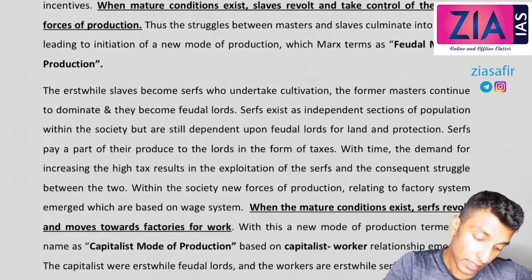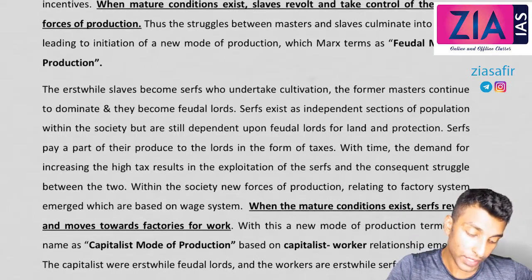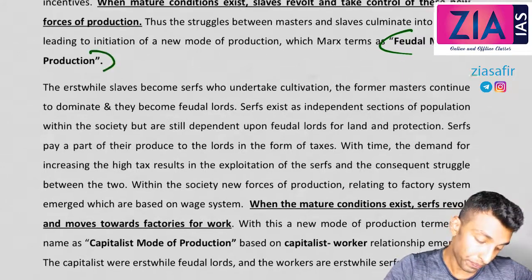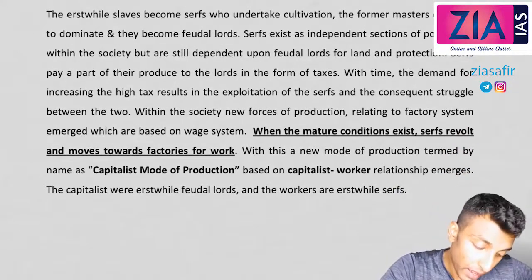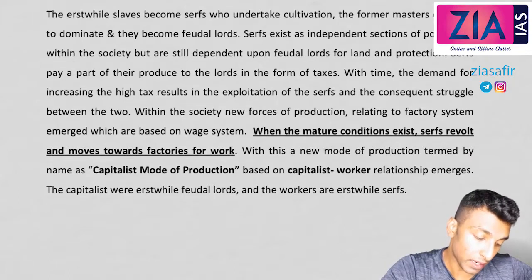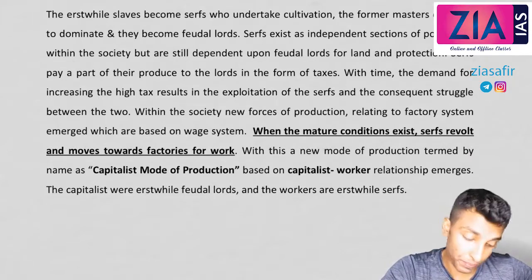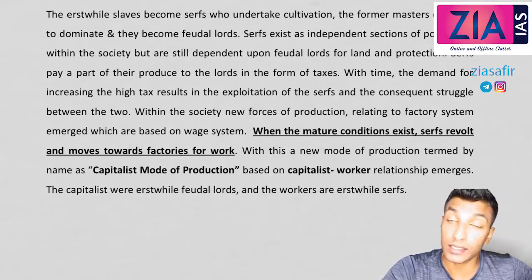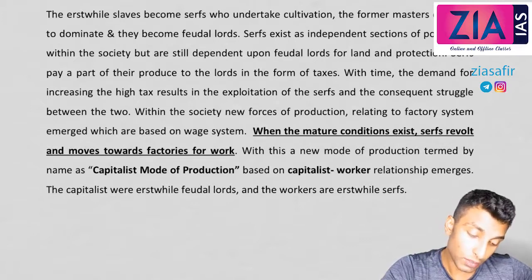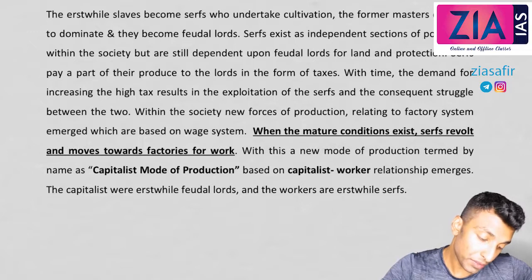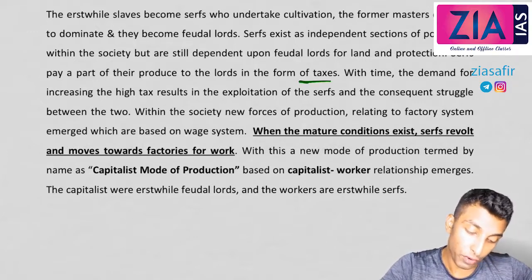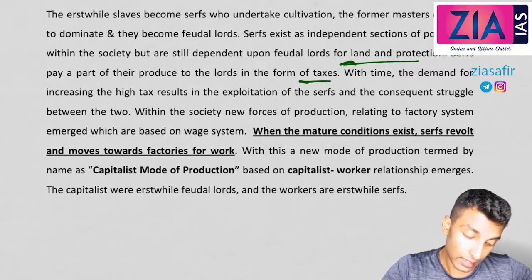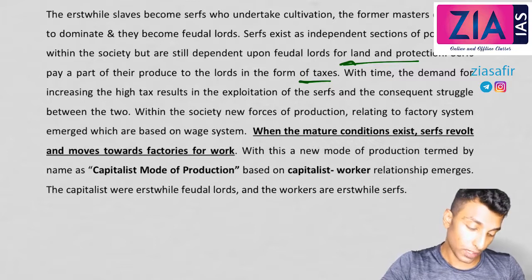Thus, the struggle between masters and slaves culminates into a revolt, leading to initiation of a new mode of production, which Marx termed the feudal mode of production. The erstwhile slaves become serfs who undertake cultivation, and the former masters continue to dominate. They became feudal lords. Serfs exist as independent sections of the population within the society, but are still dependent upon the landlords in terms of land and protection. Serfs pay a part of the produce to the lords in the form of taxes. With time, the demand for increasingly higher tax results in the exploitation of the serfs and the consequent struggle between the two.